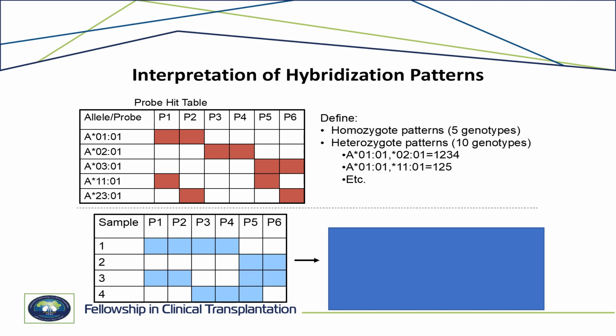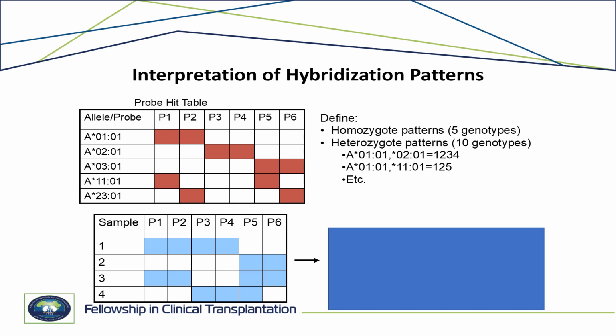So this is the probe hit table that you see on the top of the screen. This is how the Luminex software is being programmed. For example, it's programmed to give you the A0101 typing when probe 1 and probe 2 are positive. When probe 3 and probe 4 are positive, meaning that they are hit by the green laser and they identify a tag, then the typing will be A0201.